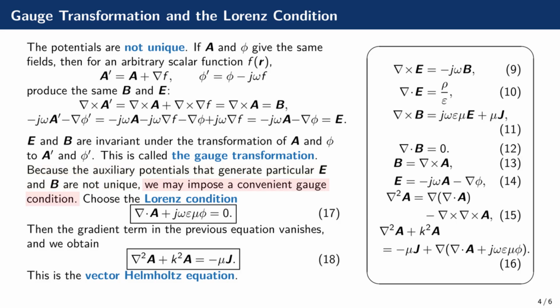So we can impose a convenient gauge condition on the potentials that makes the equations easier. A very useful choice is the Lorentz condition. It is written as the divergence of A plus j omega epsilon mu phi equals 0. If we impose this condition, the gradient term disappears, and the equation for A becomes a very simple form. This is called the vector Helmholtz equation.